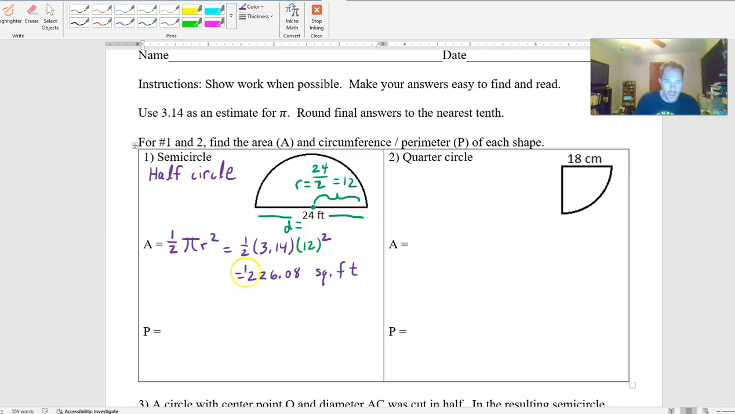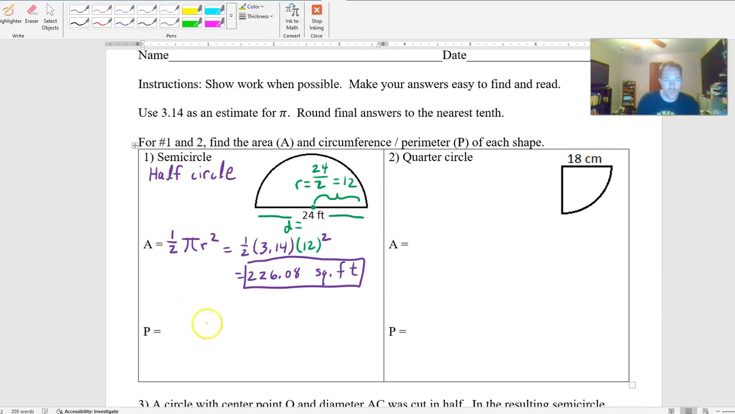There we go. So again, especially if you get to use your formula sheets, just making sure you're plugging in the correct number. The 24 is the diameter, not the radius. Radius is half the diameter. But otherwise, we're just doing half of the full area, half the area of the full circle.